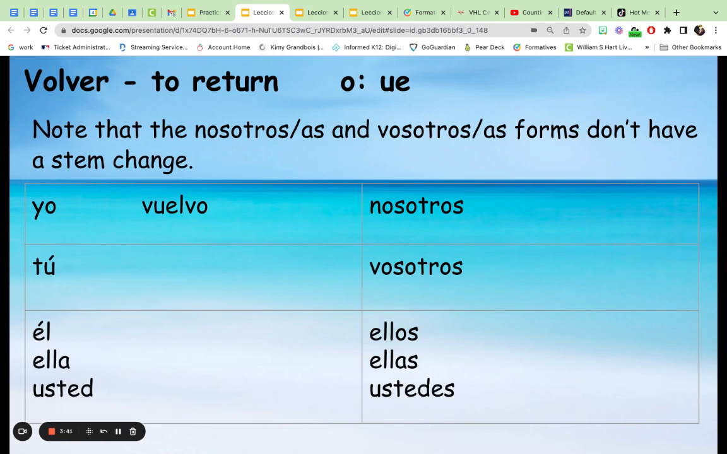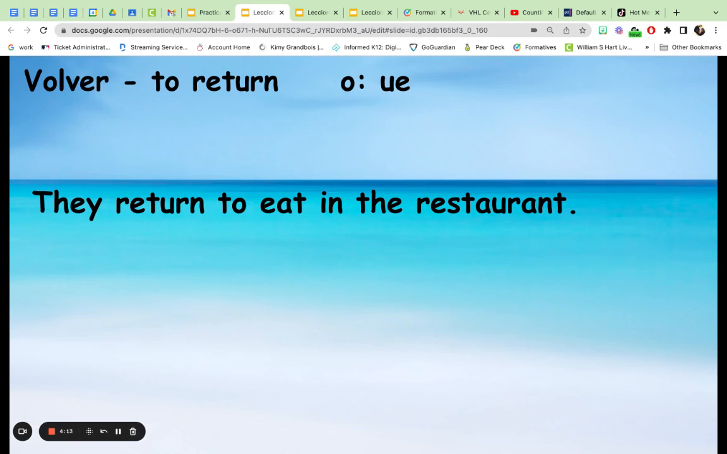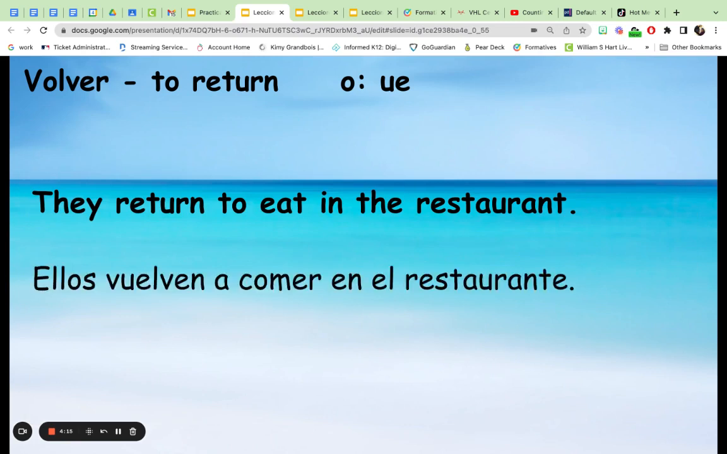Volver. Okay, again, this is an O to UE stem changing verb. Yo vuelvo. Tú vuelves. Él vuelve. Ella vuelve. Usted vuelve. Nosotros volvemos. Vosotros volvéis. Ellos vuelven. Ellas vuelven. Ustedes vuelven. Again, the nosotros and the vosotros forms do not change with the stem change. They return to eat in the restaurant. Ellos vuelven a comer en el restaurante.